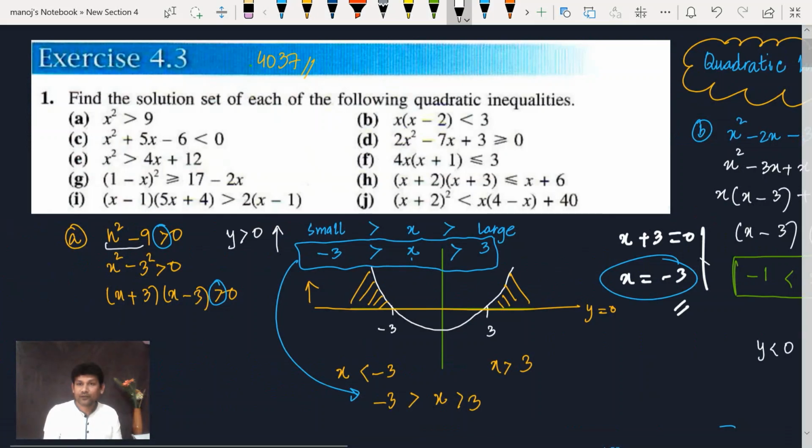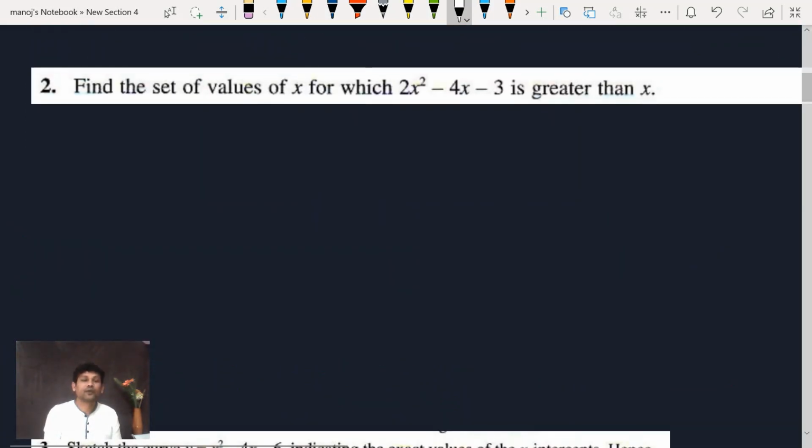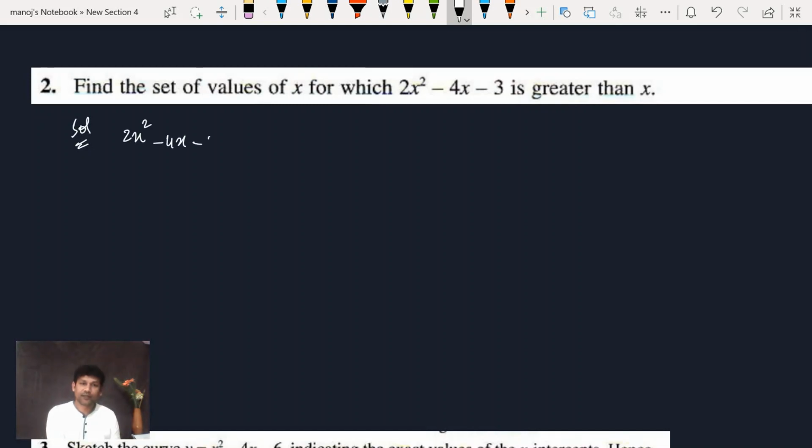Like we are moving to question number 2. Find the set of values of x for which this is greater than x. This type of question, you just need to write: 2x squared minus 4x minus 3 greater than x. Well, that's it. Now arrange 2x squared minus 4x minus 3 and minus x.